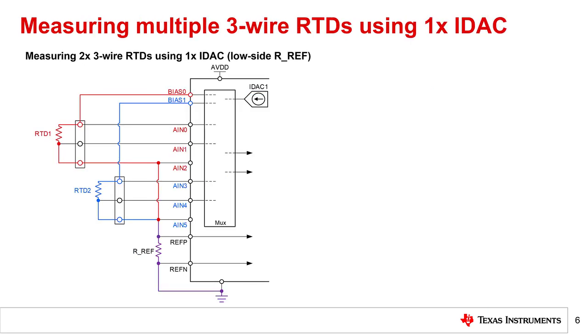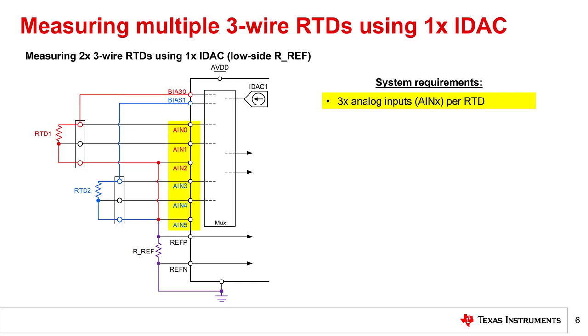Shown here is a system measuring multiple 3-wire RTDs using one IDAC. This system, which uses a low-side reference resistor, has the following design requirements. First, a maximum of 3 analog inputs are needed to measure each RTD. This is because 2 measurements are required to determine the RTD output voltage in this configuration. Refer to the Precision Labs module on challenges with 3-wire RTD systems for more information.